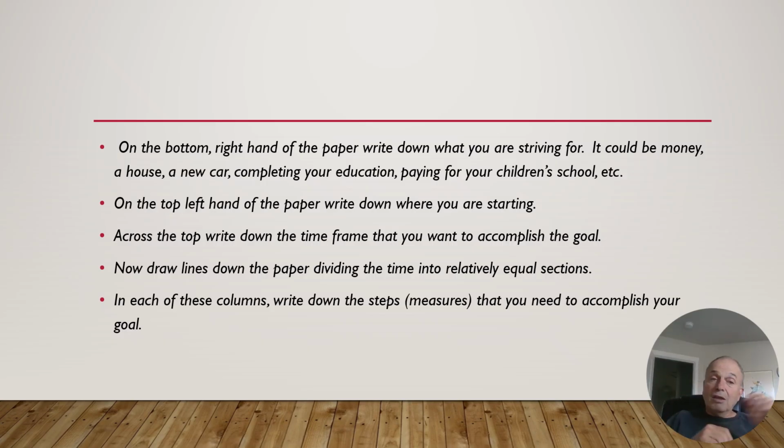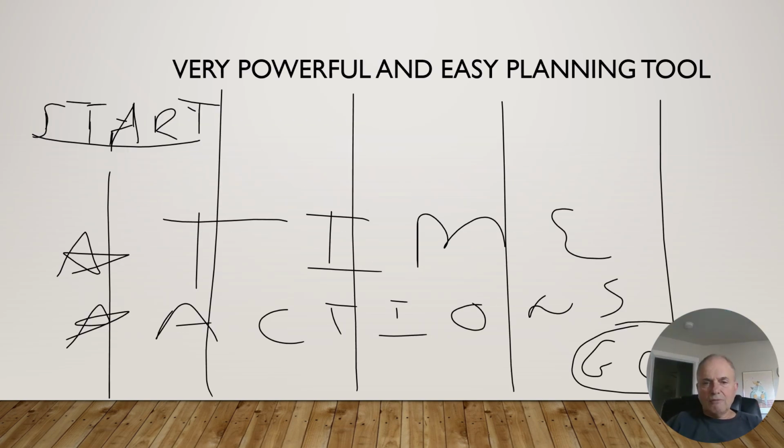And then across the top, write down the time frame that you want to accomplish the goal, whether it's years, months, millenniums, whatever. Next, draw the lines down the paper, dividing the time into relatively equal sections. In each of the columns, write down the steps, the measures that you need to accomplish that goal. When you start, it may sound complicated, but I'll show you how this comes together and how it can work for you. So here's a rough sketch of how this is done.